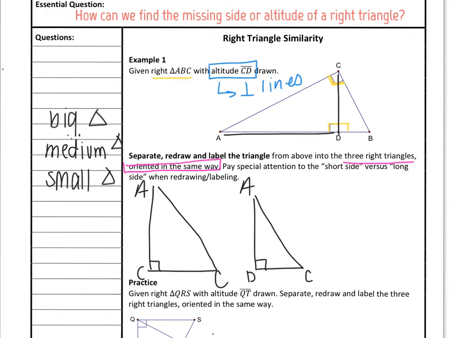Okay? And now I'm left with a small triangle. So my small triangle is already standing up. All right, notice D is the right angle, DB is the short side, CD is the long side. So I'm just going to go ahead and draw my small triangle again. This is D, this one's B, and this one's C.